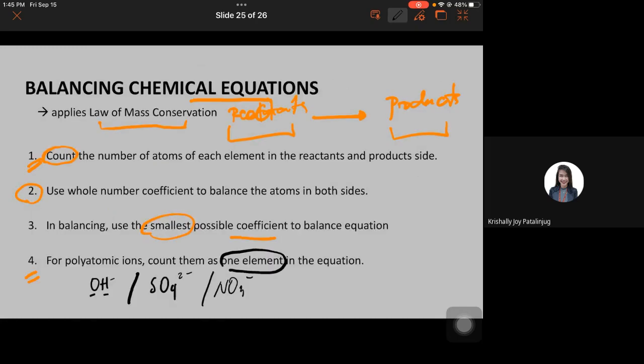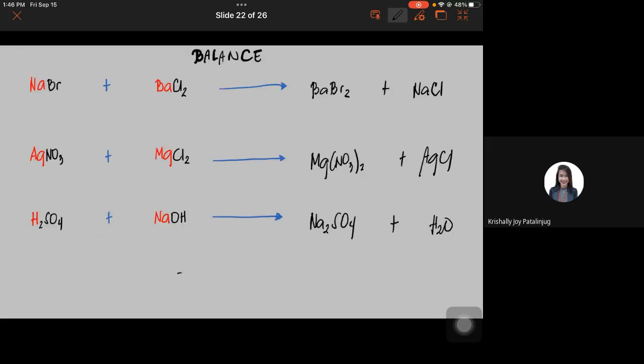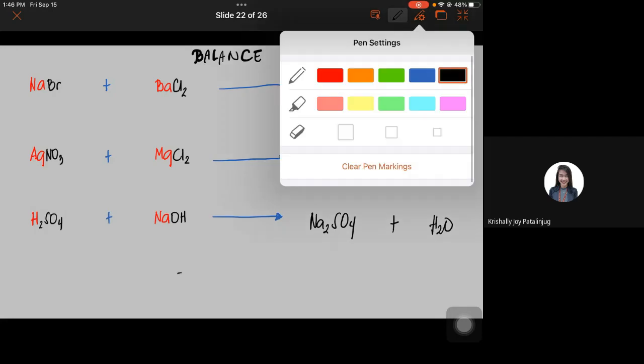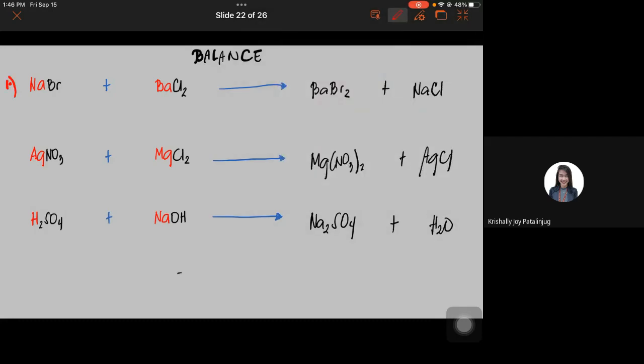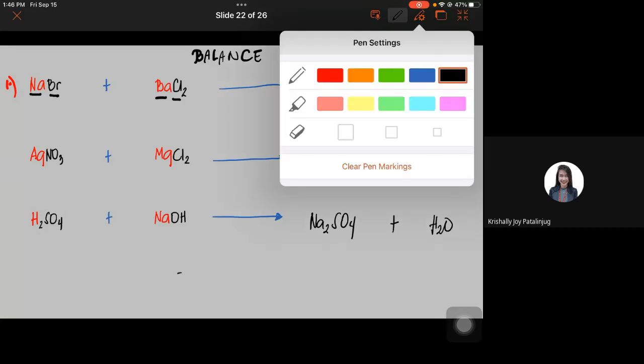Given the considerations written here, we'll make use of this concept, considerations, in order to balance these three chemical equations. Okay, so let's have the first one. Based on the first consideration, you simply count. Count the atoms of the elements you can observe in the reactants and also in the product side. So you have to list down what are the elements that you can observe in the reactants and on the product. So list down natin.